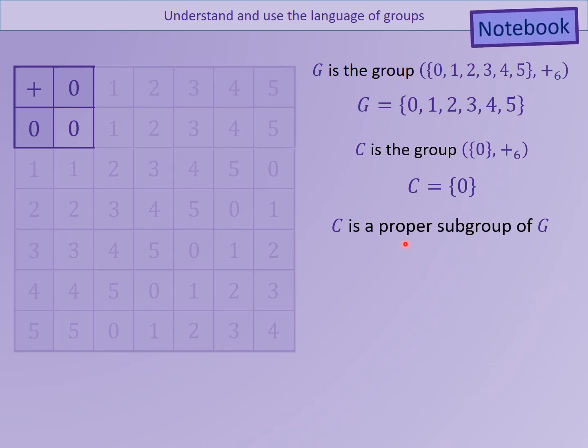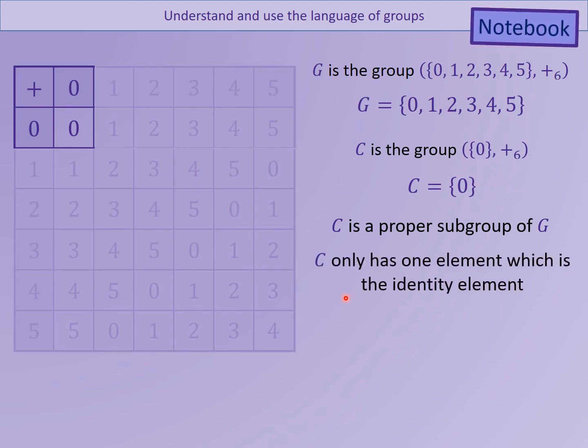C is a proper subgroup of G, definitely, because it's not the original group itself. It doesn't have 1, 2, 3, 4, and 5 in it. But also, because it's only got the one element, the only one that has one element like this is the identity element. It wouldn't work for anything else. People might think it's a 3 as well. Look, 3 goes to 0. But that's not a group on its own because 3 itself is not within it. So you need to be careful.